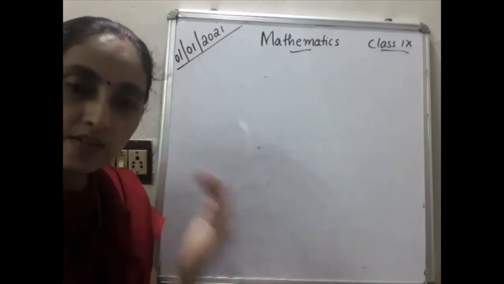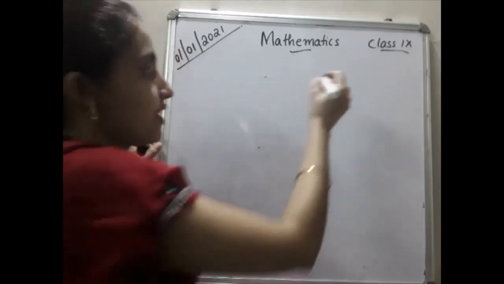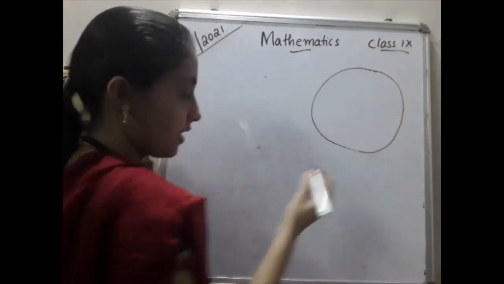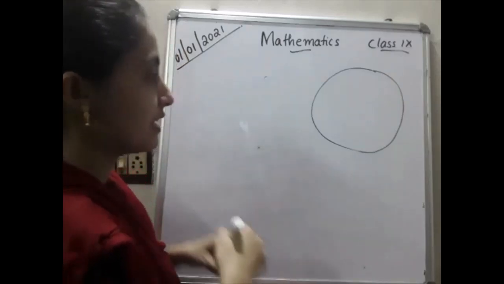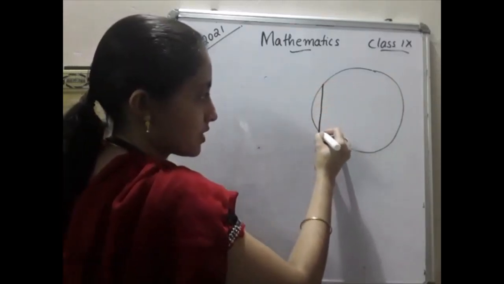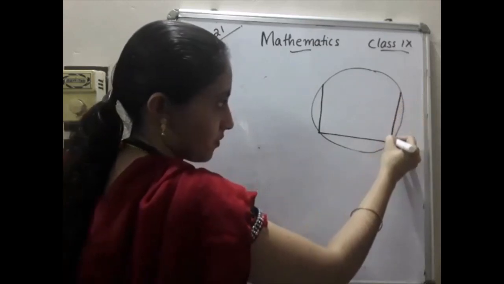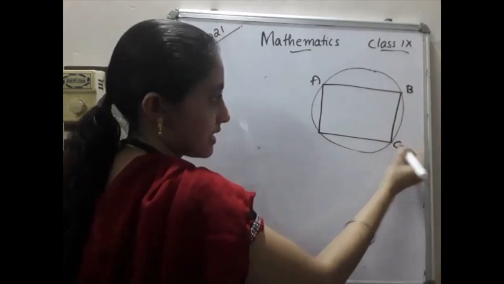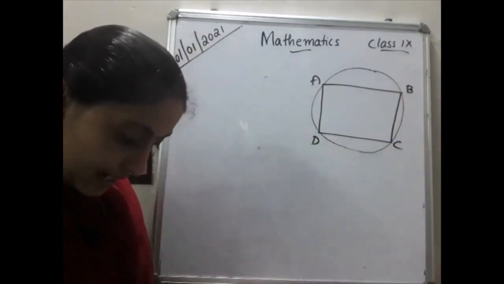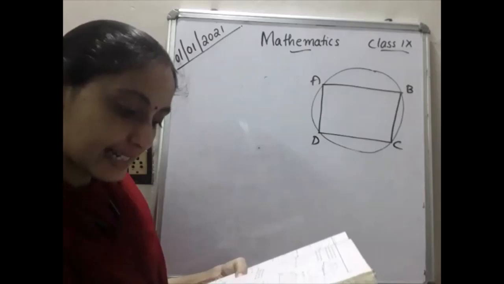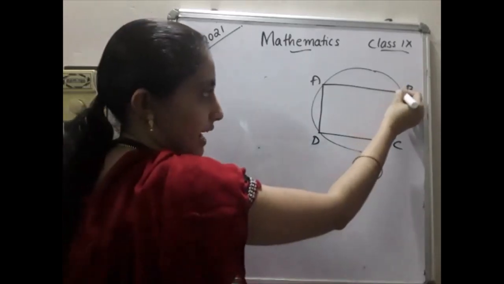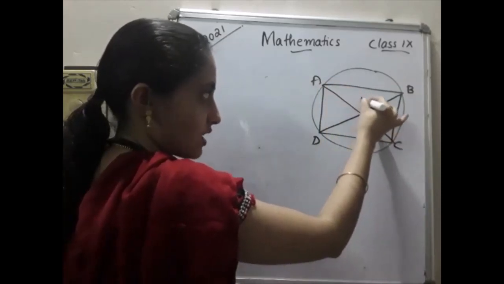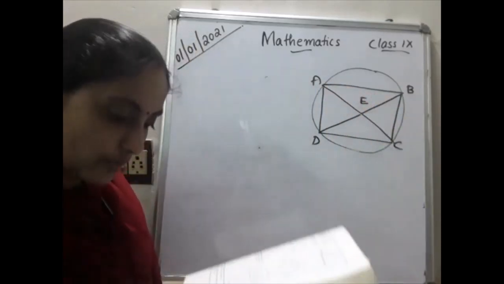In the question, given that ABCD is a cyclic quadrilateral, you have to draw the figure. So one circle, and we need one quadrilateral ABCD. So I'll draw one quadrilateral A, B, C, D. Then what is given? The diagonals intersect at the point E, so we have to draw the diagonals.